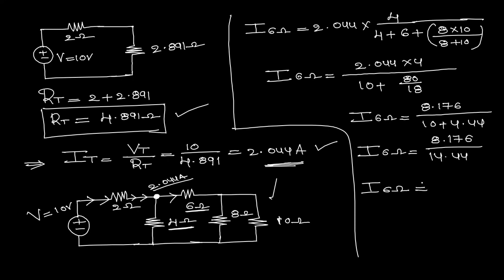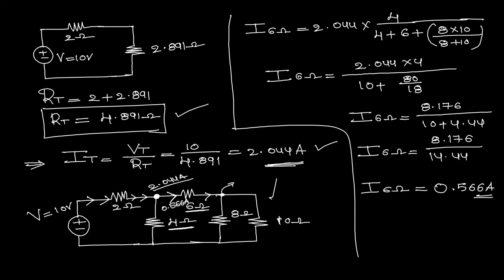Now the current flowing through 6 ohms is equal to 8.176 divided by 14.44, which gives the resultant as 0.566 amperes. So this is the current flowing through 6 ohms. It means the current flowing through 6 ohms is 0.566 amperes. Now this current always starts from node point 1, and it directly reaches node point 2.